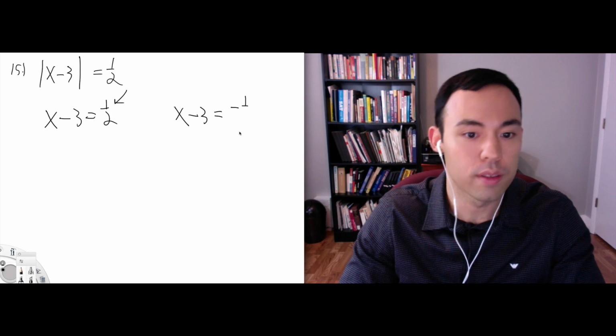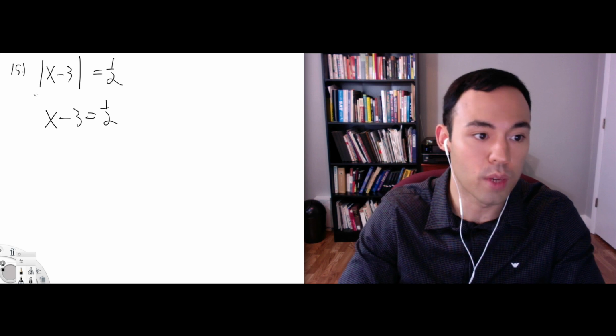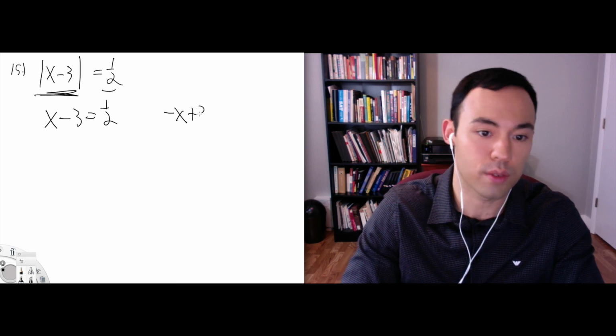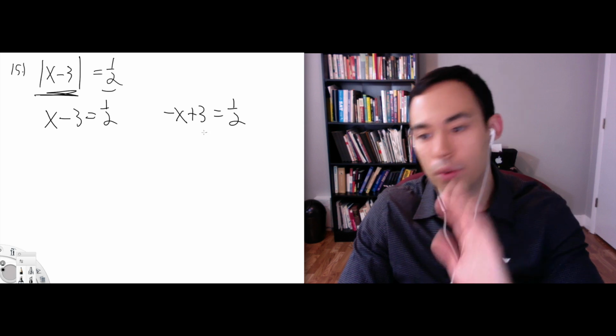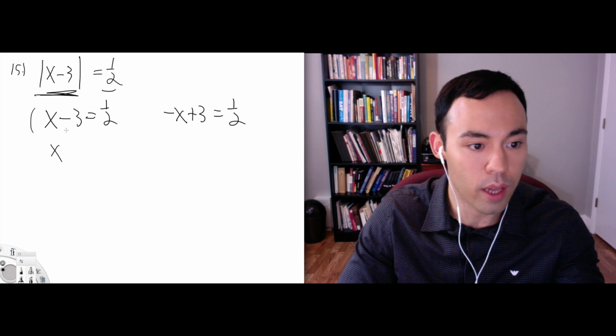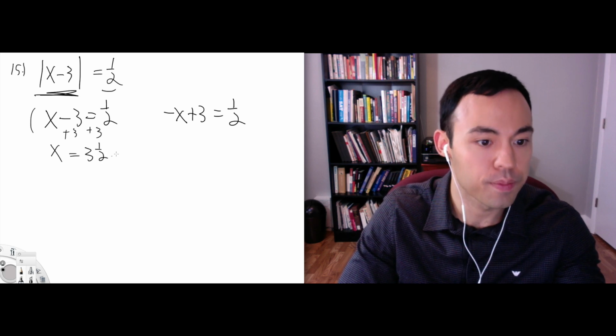That's one way to do it. The other way is it's the same thing, except you make all this negative and keep that the same. So negative x plus 3 equals half. Either way you work it, it's going to be the same. Okay, so let's look at this side. We add 3 both sides. You get x is equal to 3.5.